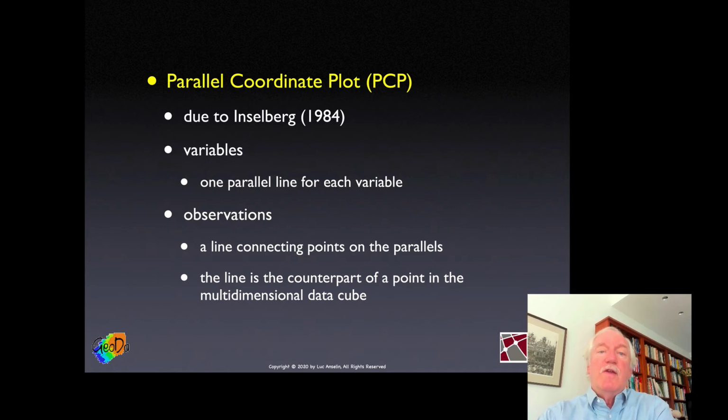So now, rather than having a point in multi-attribute space, you have a data point on each of the parallel axes, and an observation is represented by a line that connects all these points. So the line in the parallel coordinate plot is the counterpart of the point in a multidimensional data cube. The advantage is, of course, that once you go over 3 dimensions in a data cube, you're out of luck. Whereas with the parallel lines, you can keep going. Let me illustrate this.